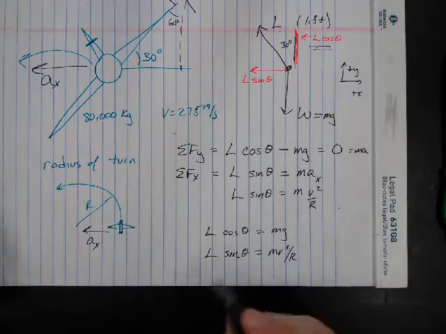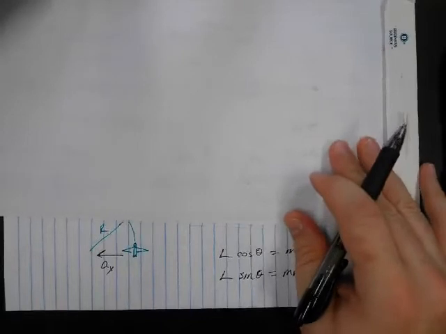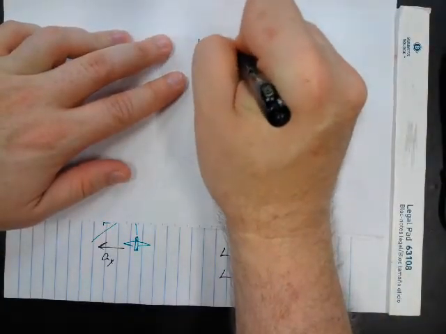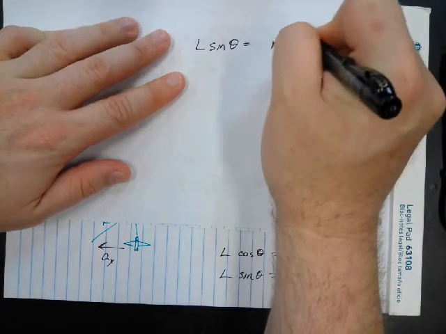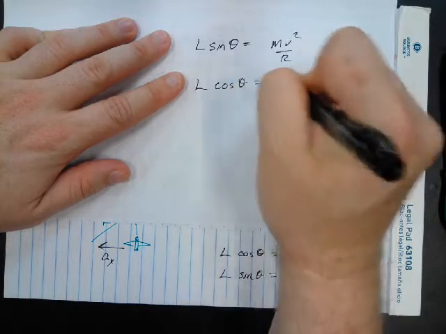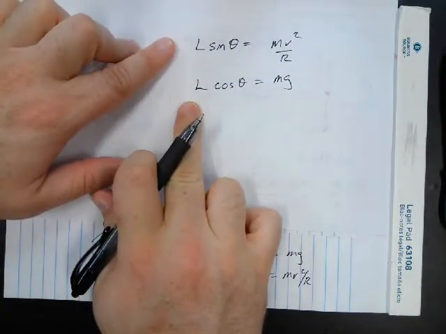And what I'm going to do is write this slightly differently. L sine theta is mv squared over r. L cosine theta is mg, and I'm going to divide these two equations.